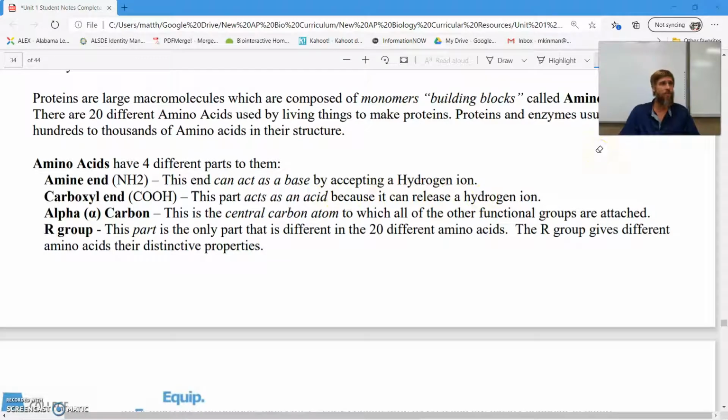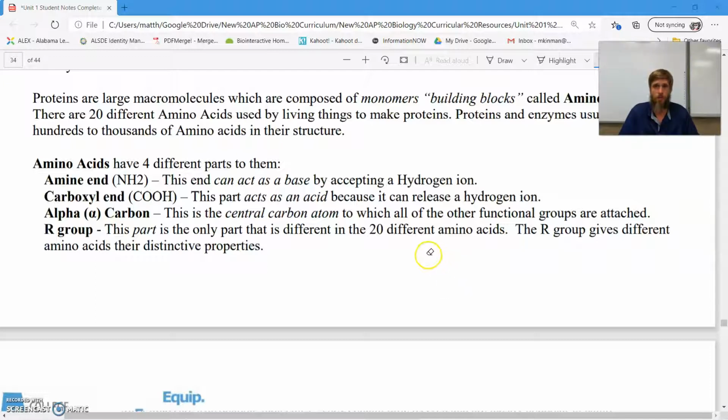All right, so every amino acid has an alpha carbon. This is the central carbon atom to which all the other functional groups are attached. And then we have an R group. This part is the only part that is different in the 20 different amino acids. The R group gives different amino acids their distinctive properties. So when we change the R group, we change the structure, thus we change its function.